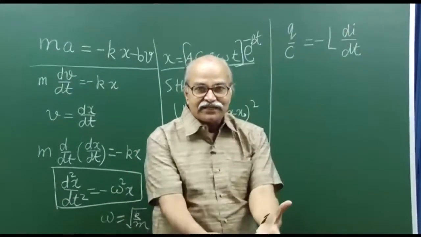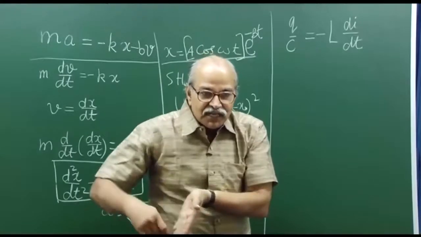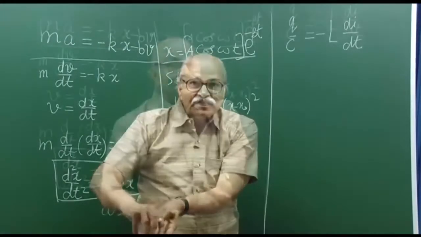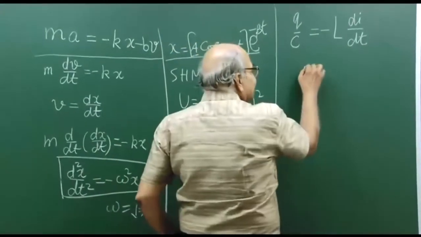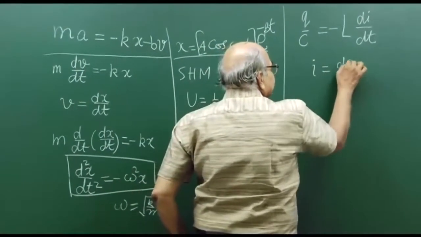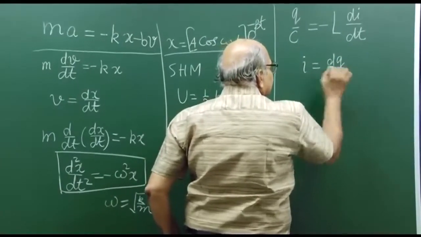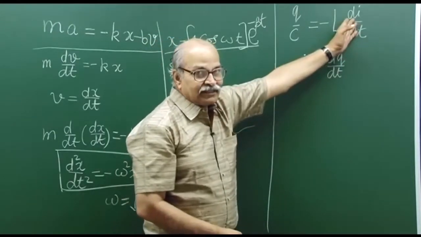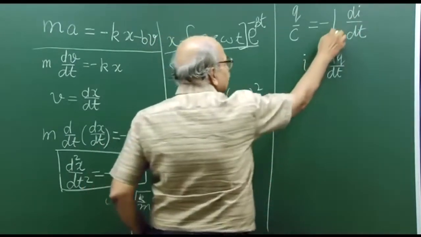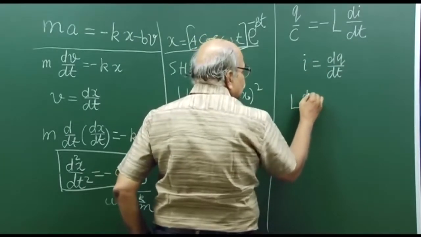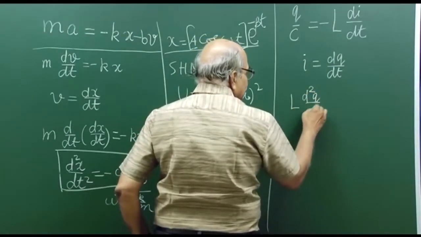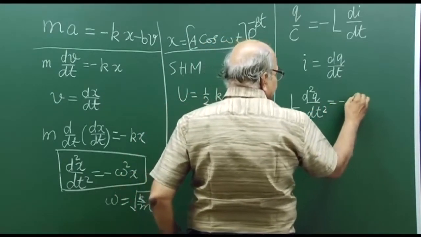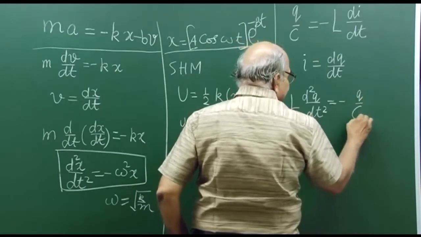After all, what is this current? Current is flow of charge. So if charge flows, the magnitude of charge on each plate of the capacitor will decrease. So I can also write I is equal to dq dt. And if I write this I here, what kind of equation am I getting? L d2q dt square is equal to minus q over c.